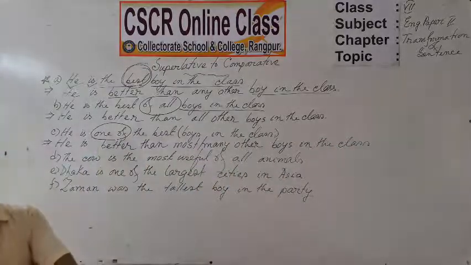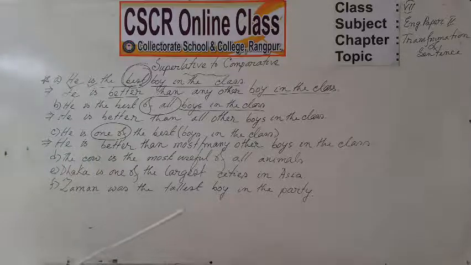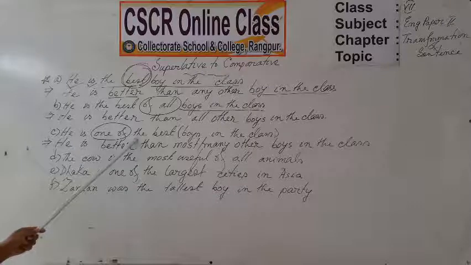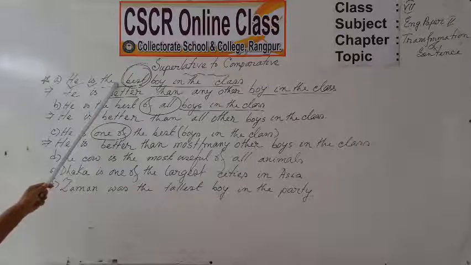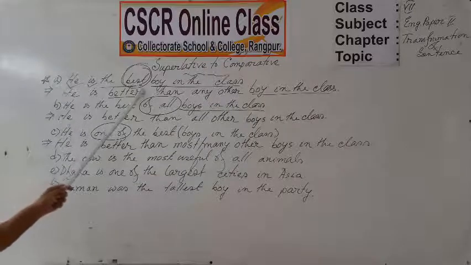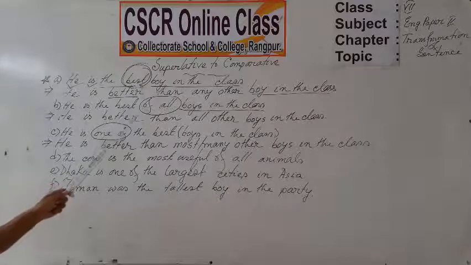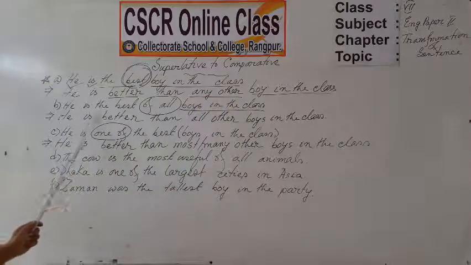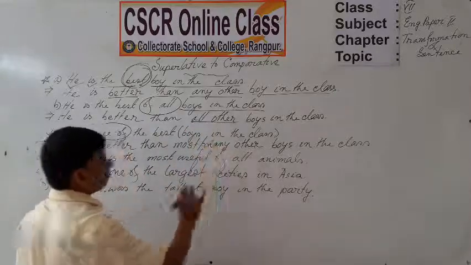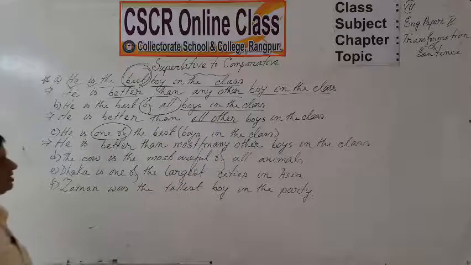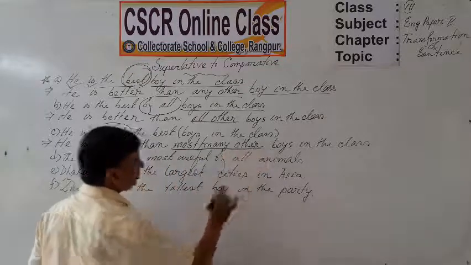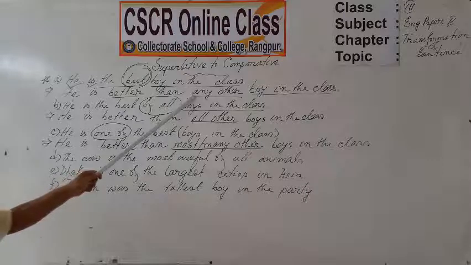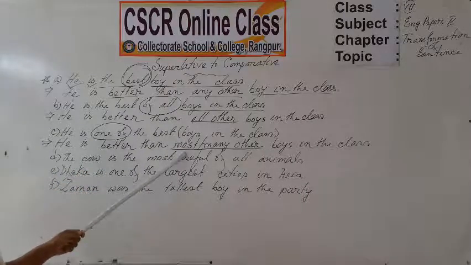So, dear students, you have got here three structures of superlative sentence, and so you will have three structures of comparative sentences. The marking sign, yes, number A: the plus superlative. What's the difference? Any other. If your sentence has of all, then you will write all other. If your sentence has one of, then you will write most other or many other. That means the sentences are varied with any other, all other, most other or many other.